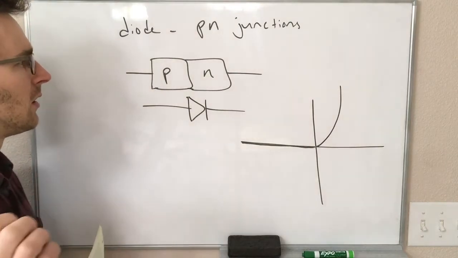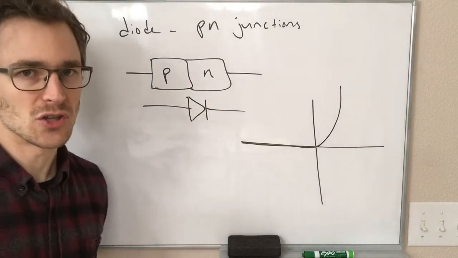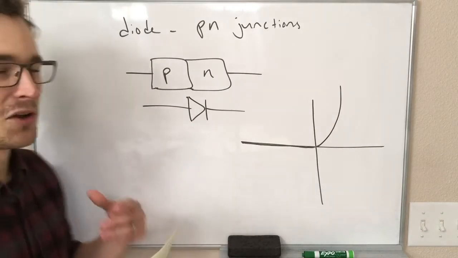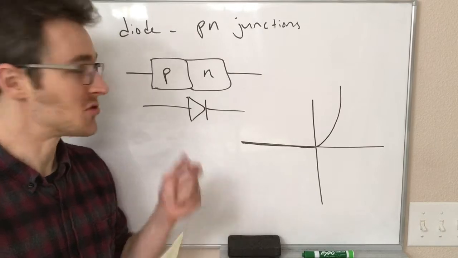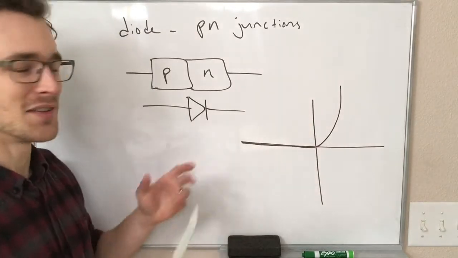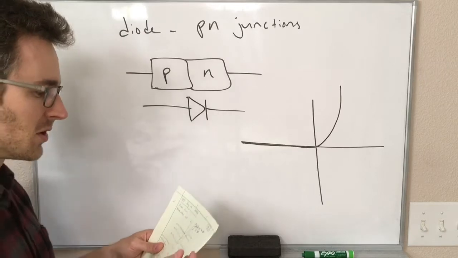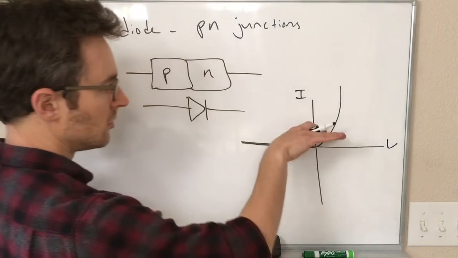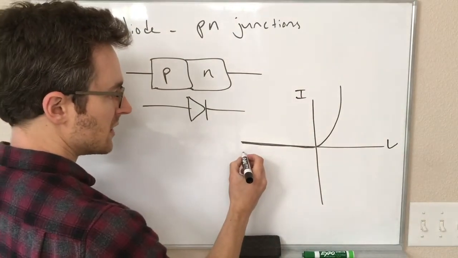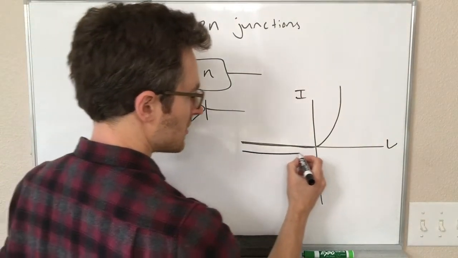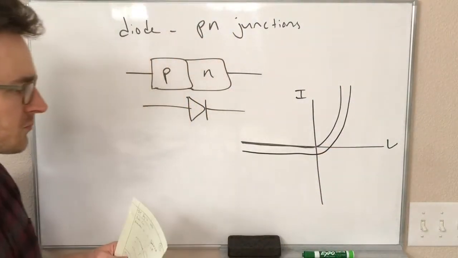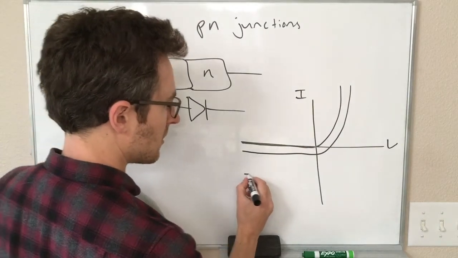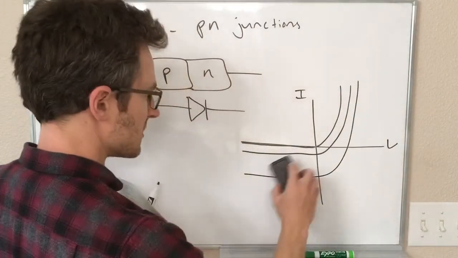Now, if we shine a light on this junction, if we shine a laser on it or a flashlight or something like that, with real diodes, the case is opaque so that this doesn't happen. But if you have an exposed PN junction, you can do this. If you shine a light on it, you end up shifting this curve down so that it doesn't pass through 0 anymore. So it looks more like this. And let's draw an exaggerated version of it, I suppose. I'm going to erase this middle one.